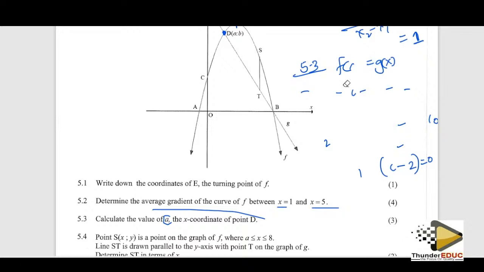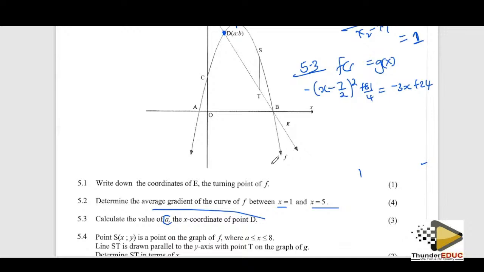Let's see what we did wrong. F of x is the same as g of x. Does it make sense? Then you have to repeat the process. Okay, so we're saying negative (x minus 7 over 2) squared plus 81 over 4 is equal to negative 3x plus 24.